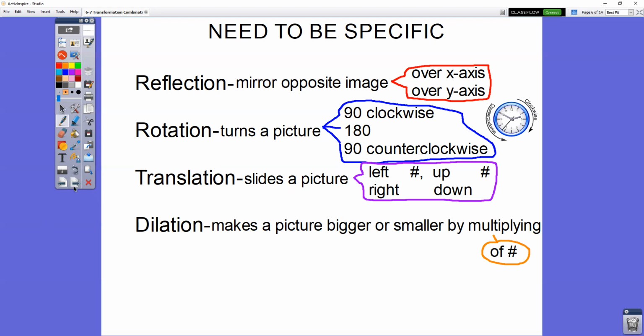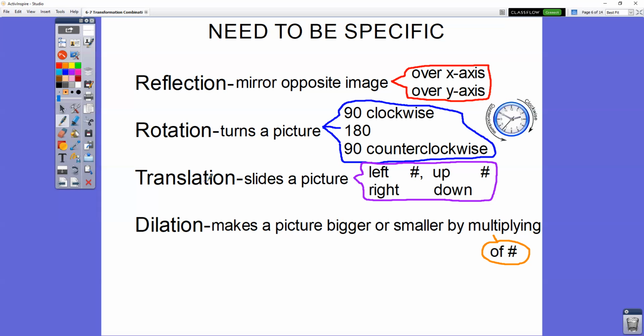All right. When you say that it is a reflection, if you look in this red box, you have to say whether it's over the X axis or over the Y axis. You can't just say that it's a reflection. When you say that it's a rotation, you can't just say that it's a rotation. There are 3 different kinds of rotations, and you have to say which kind it is. Is it 90 degrees clockwise? Is it 180? Or is it 90 degrees counterclockwise? Remember, clockwise goes around like the hands of a clock. Counterclockwise is backwards clock.